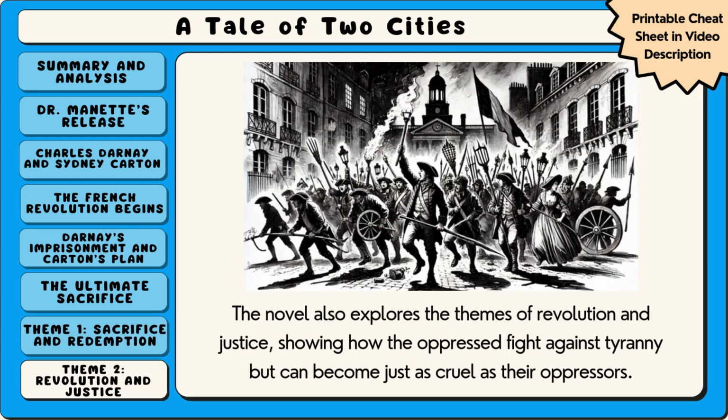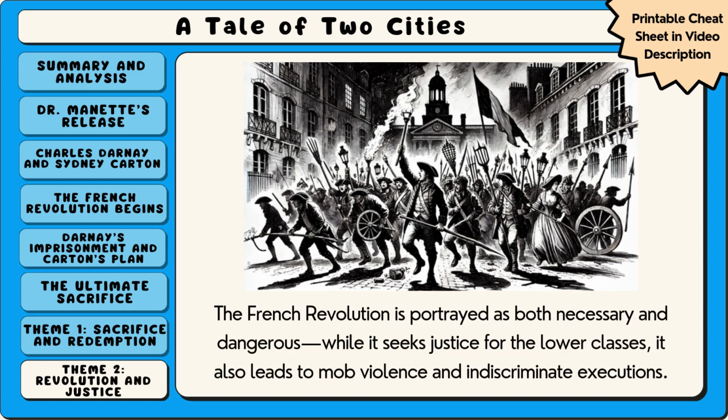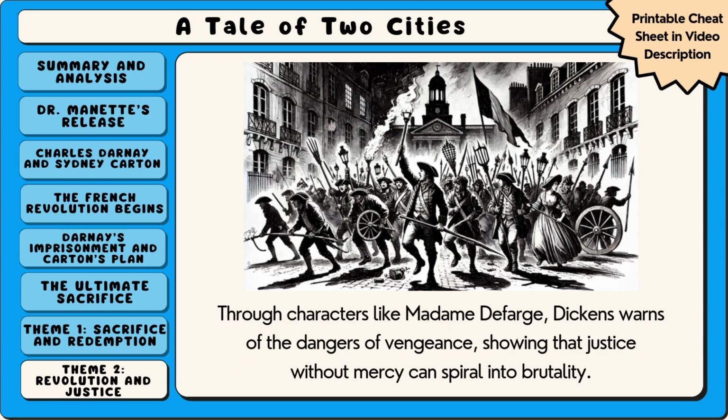This theme reinforces the novel's broader message that personal and societal renewal often come at great cost. The novel also explores the themes of revolution and justice, showing how the oppressed fight against tyranny but can become just as cruel as their oppressors. The French Revolution is portrayed as both necessary and dangerous. While it seeks justice for the lower classes, it also leads to mob violence and indiscriminate executions. Through characters like Madame Defarge, Dickens warns of the dangers of vengeance, showing that justice without mercy can spiral into brutality.